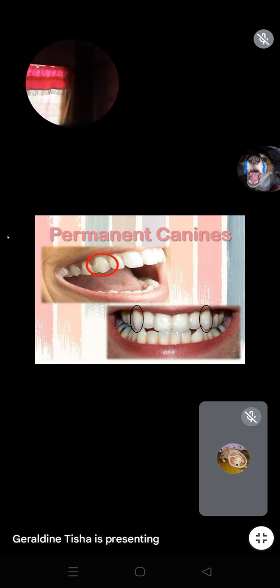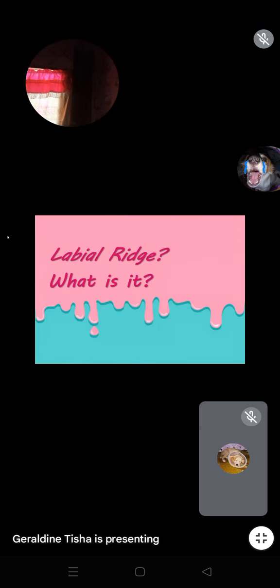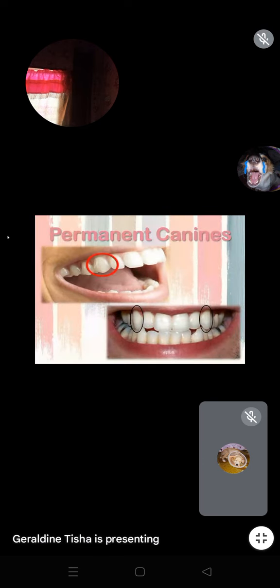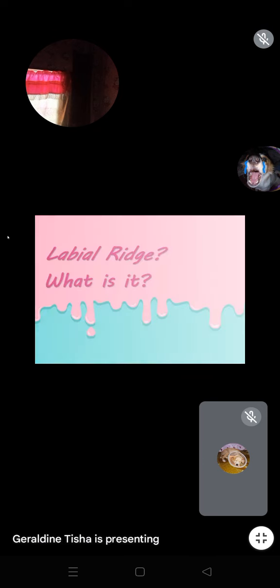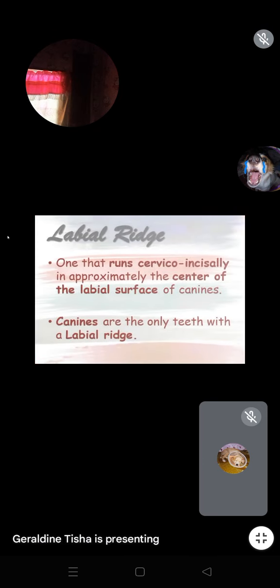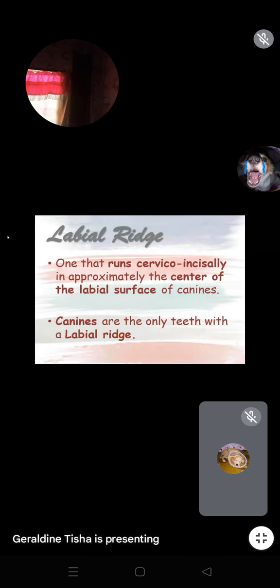Canine is used for gripping and tearing food, and it's also called cuspid or cornerstone. Canine is the longest tooth in the mouth. Permanent canines support the incisors and premolars, and they're usually the last ones to go. What is the labial ridge? The labial ridge runs cervico-incisally in approximately the center of the labial surface of canines.